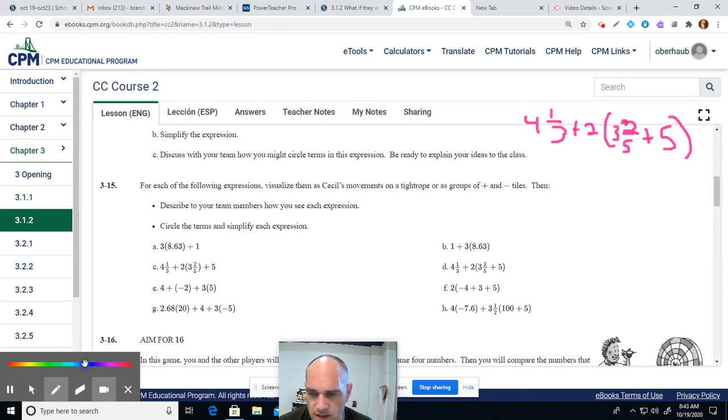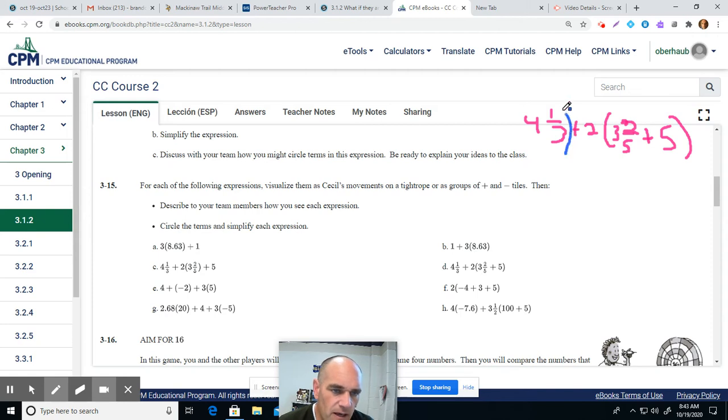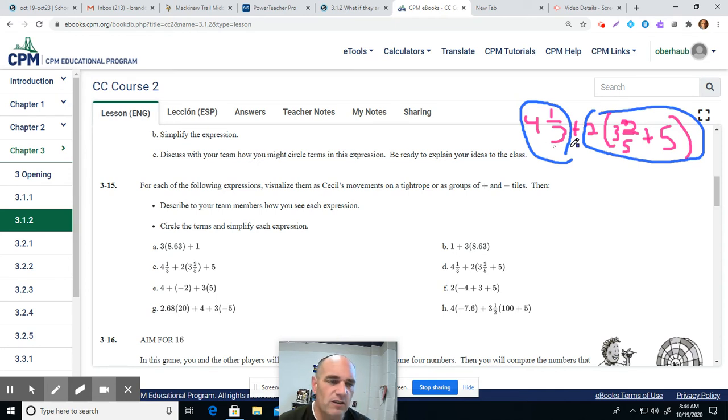First thing is I'm going to break these up. They want us to circle a different term. So notice my plus sign right here. That means that this is a term and this here is a second term. So this term, there's nothing I can do to it. So here we need to simplify this term.